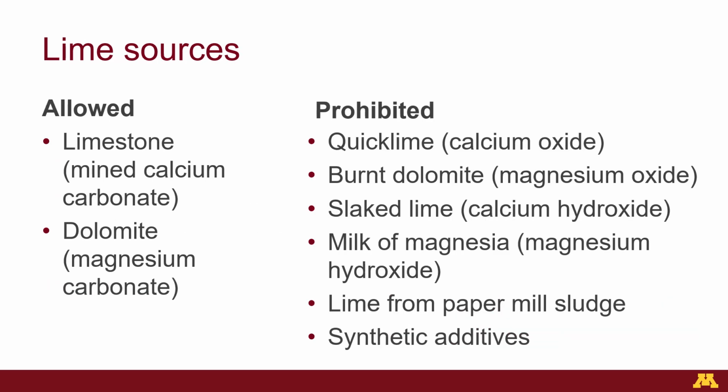Permitted liming materials in organic agriculture are limestone or mined calcium carbonate and dolomite or magnesium carbonate. You are not permitted to use quicklime, which is calcium oxide, burnt dolomite, which is magnesium oxide, slaked lime, which is calcium hydroxide, milk of magnesia, which is magnesium hydroxide, lime from paper mill sludge, or synthetic additives.